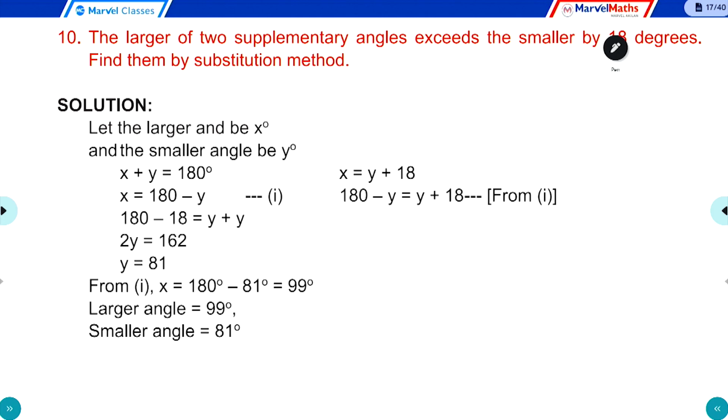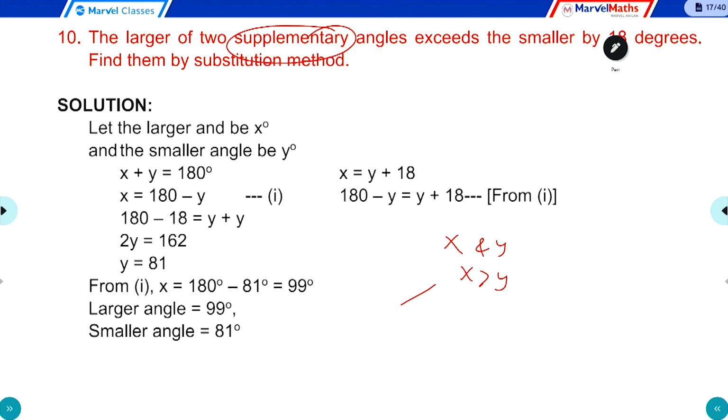The larger of two supplementary angles exceeds the smaller by 18 degree. Let the angles be x and y, where x is greater than y. The larger of two supplementary angles, x, exceeds the smaller by 18 degree. Find them by the substitution method. Supplementary, and hence what is the first condition? This is the first condition.